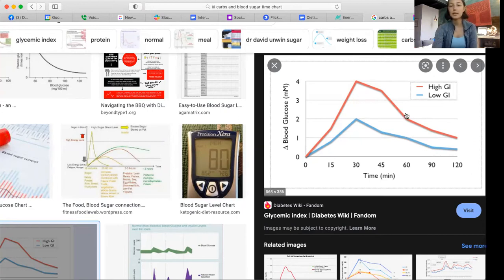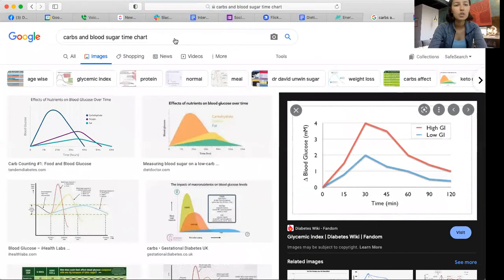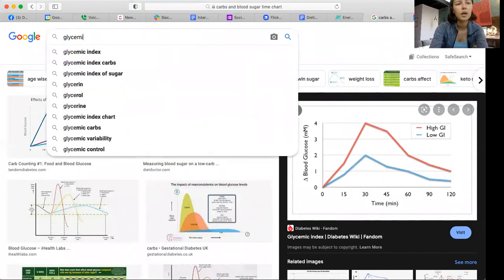So I think this is a really interesting graph as well, because you can see high and low GI. GI stands for glycemic index, and I mentioned that before when I was talking about the sugar alcohols. So how fast your body, how high your blood sugar goes in response to different foods. Certain foods spike blood sugar more than others, and they're classified as high and low glycemic index. Actually, what I'm going to do right now is show you an example of the glycemic index.